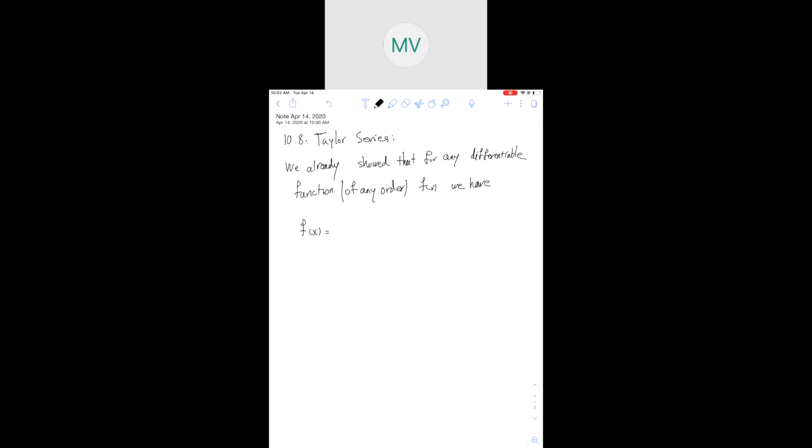Okay, thank you. So we showed that for any function f of x that is differentiable of any order, and for any c in the domain of f, f of x can be written as the sum of the nth derivative of f evaluated at c divided by n factorial times x minus c raised to the n, from 0 to infinity.